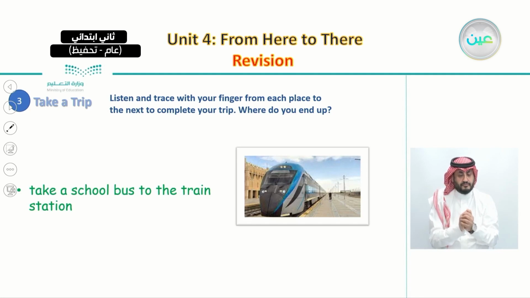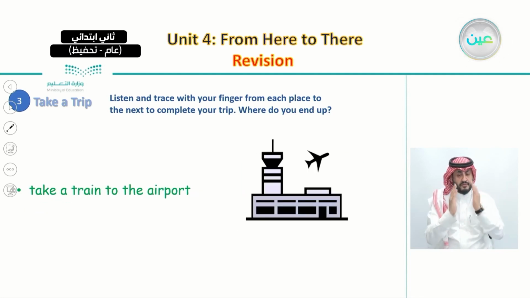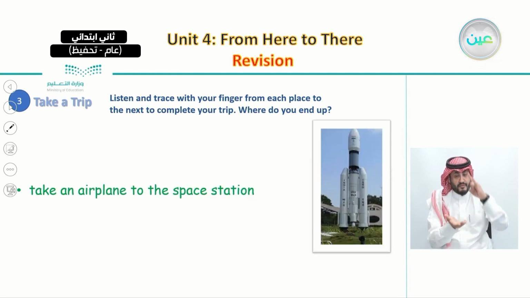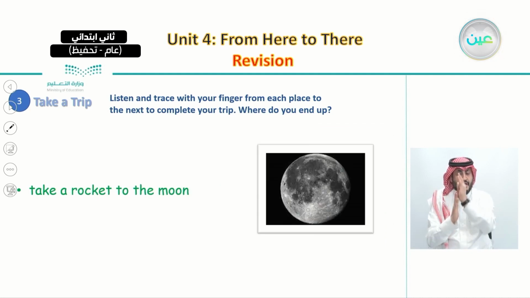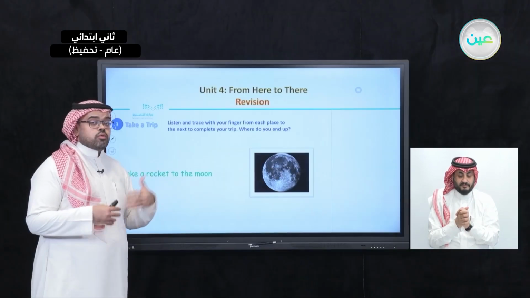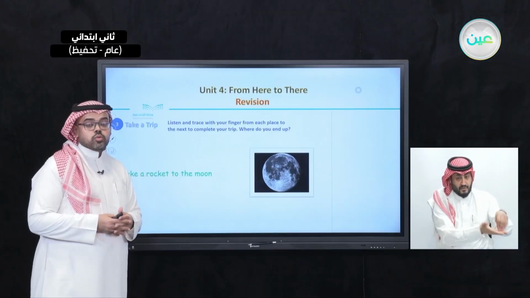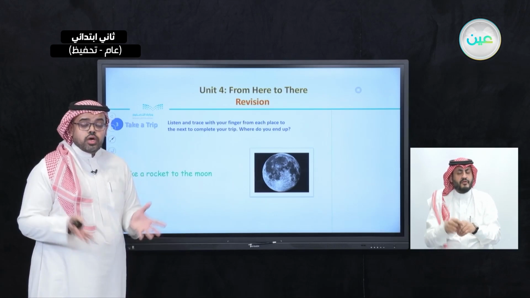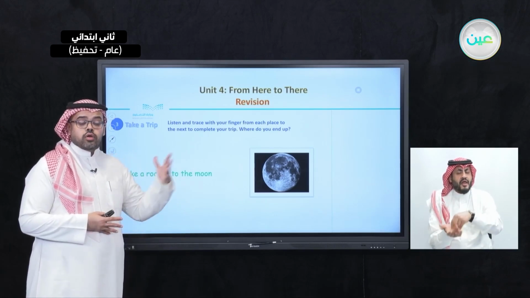And the third step is to walk to the school. After this, you need to take a school bus to the train station, and take a train to the airport, and take an airplane to the space station. And after this, when you get to the space station, you take a rocket to the moon. So this will leave us with one question. Where are you now? You are on the moon.